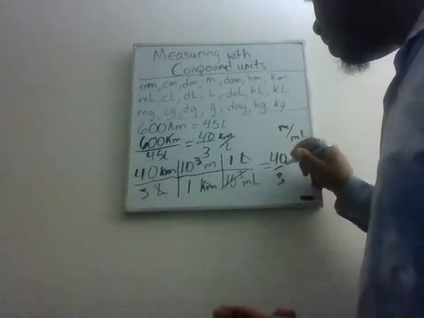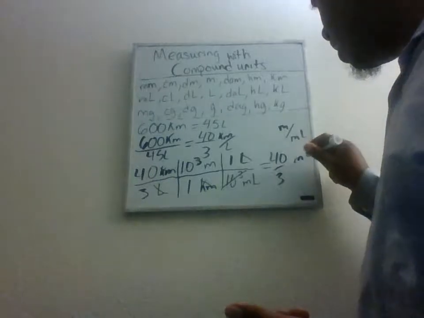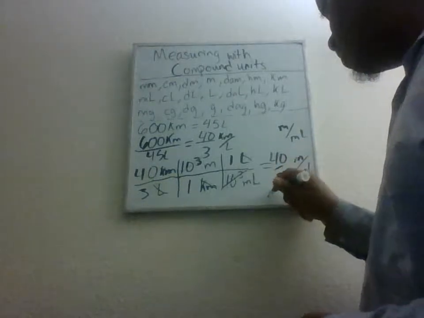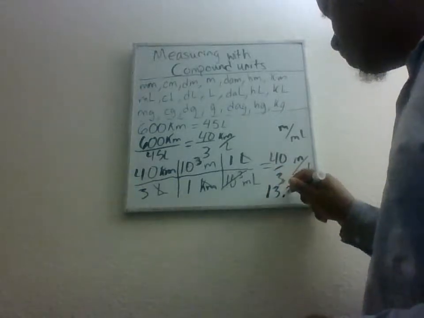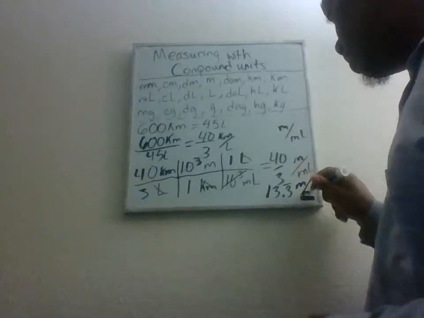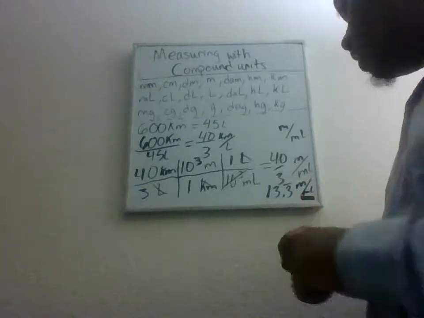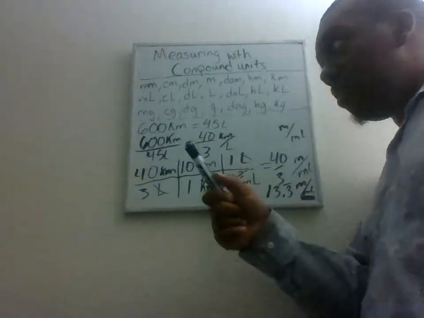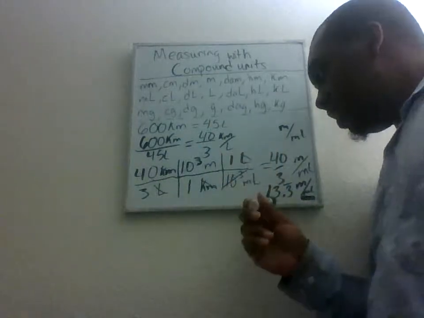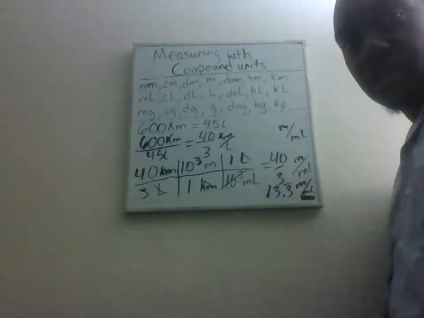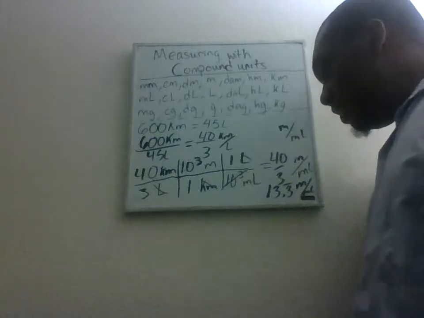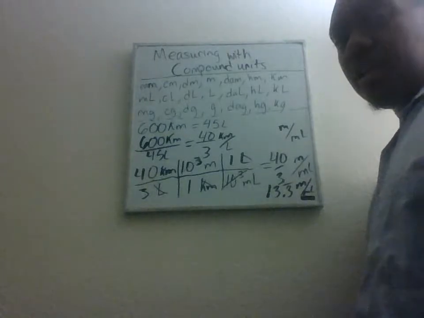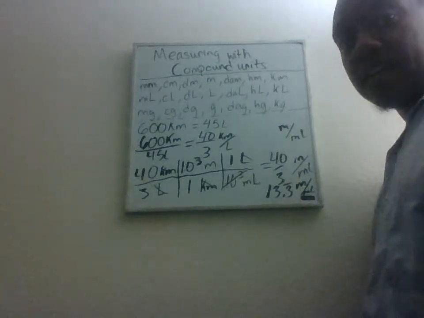We get 40 thirds meters per milliliter. Or if you want to simplify that even further, we get 13.3 repeating meters per milliliter. Of course, going by significant figures, because we have only one significant figure here, we would end up with 10. So that means we get 13.3 repeating, or 13 and a third meters for every milliliter of gas we have.